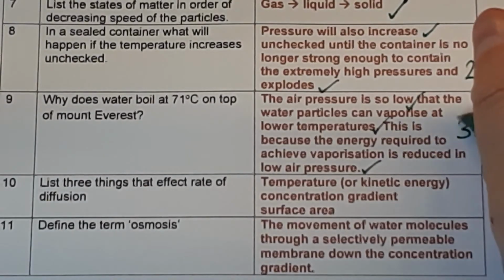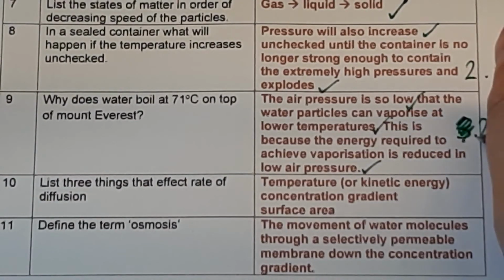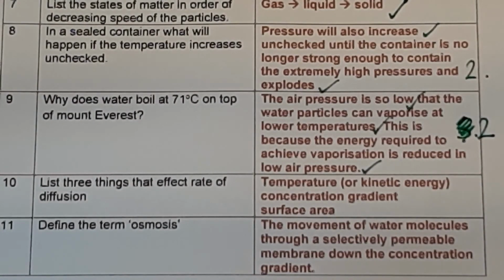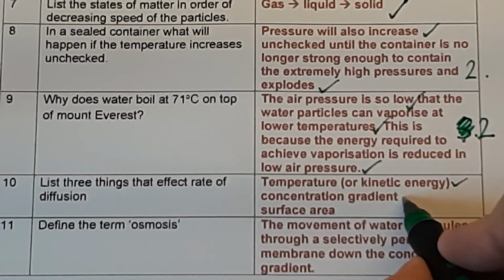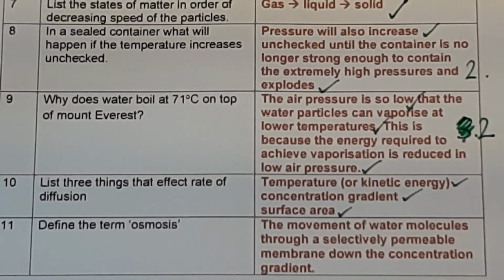And you can have any one of those 3, and we'll make it out of 2, in fact. So any 2 of those statements out of the 3 will get you a mark up to a maximum of 2. Question 10. List 3 things that affect the rate of diffusion. So temperature, or kinetic energy, concentration gradient, or surface area.